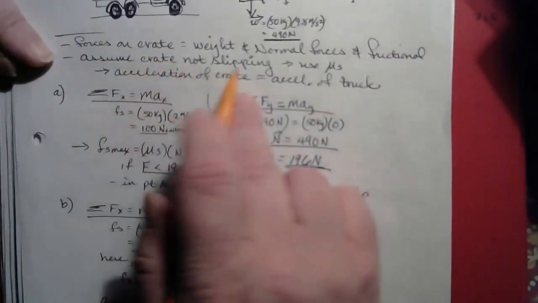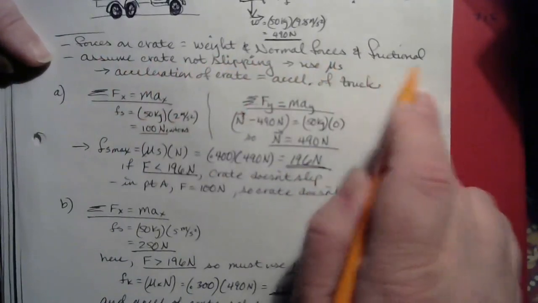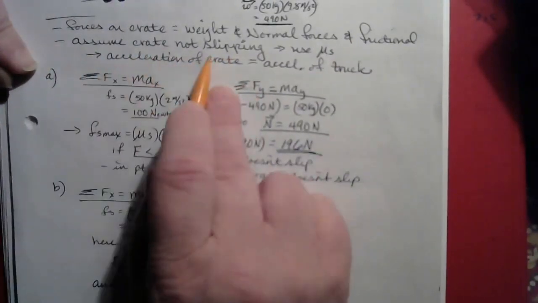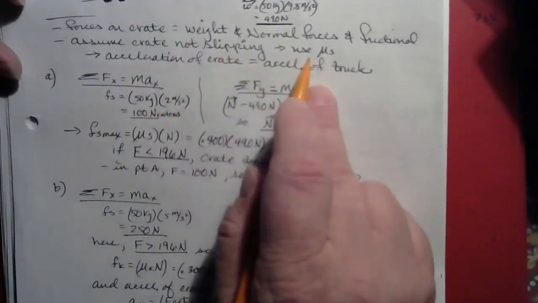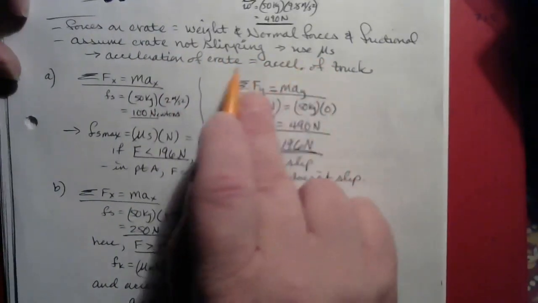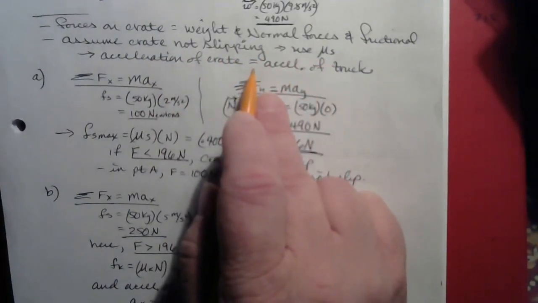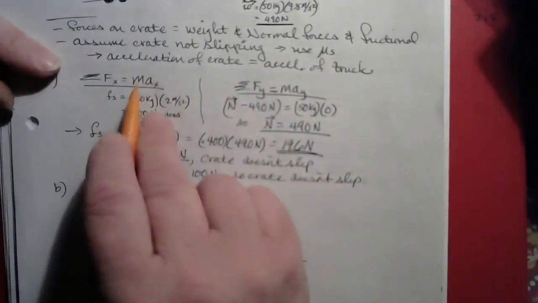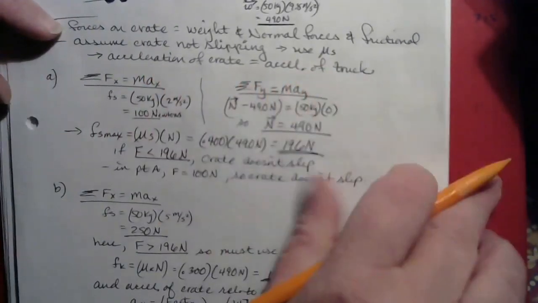What are the forces on the crate? Well, we have the weight and the normal forces and the frictional force. We assume the crate at first is not slipping, and therefore we want to use the coefficient of static friction in order to find out what is the maximum force of static friction. And then we can compare the actual force to the maximum force to decide whether the crate is moving or not. If the crate is not slipping, then the acceleration of the crate would be equal to the acceleration of the truck.